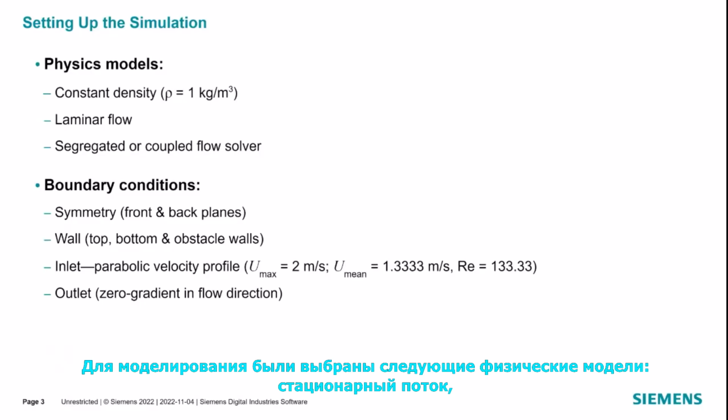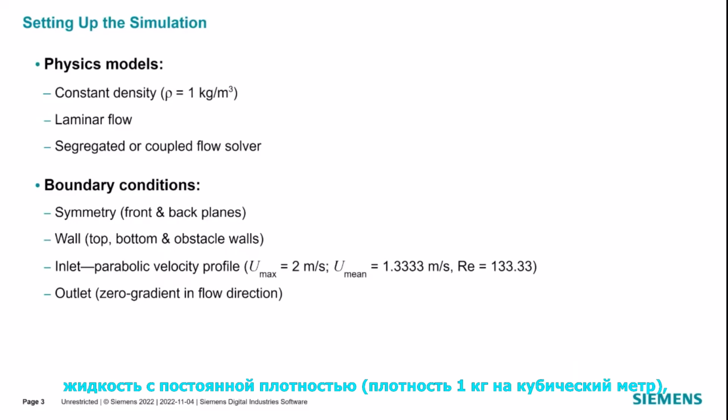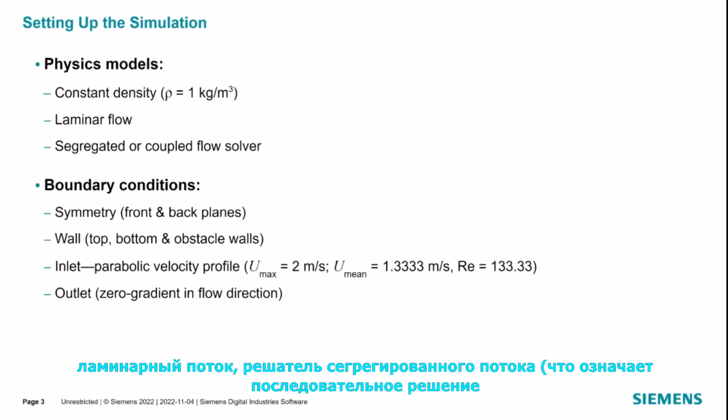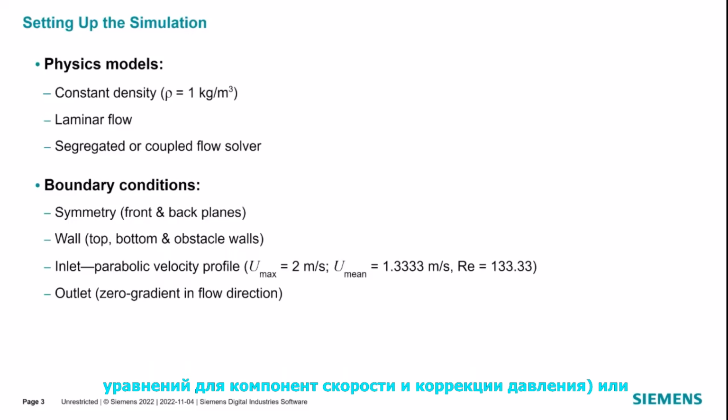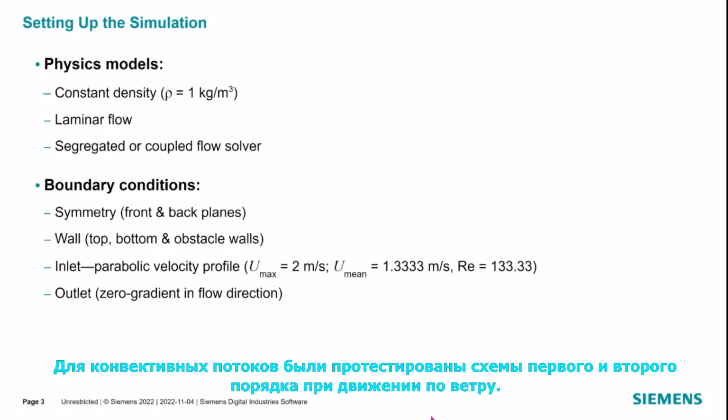The following physics models were selected for this simulation. Steady-state flow, constant density fluid with a density of 1 kg per cubic meter, laminar flow, segregated flow solver, which means sequential solution of equations for velocity components and pressure correction, or coupled solver, which means coupled solution of all equations. Both first-order and second-order upwind schemes for convection fluxes were tested.